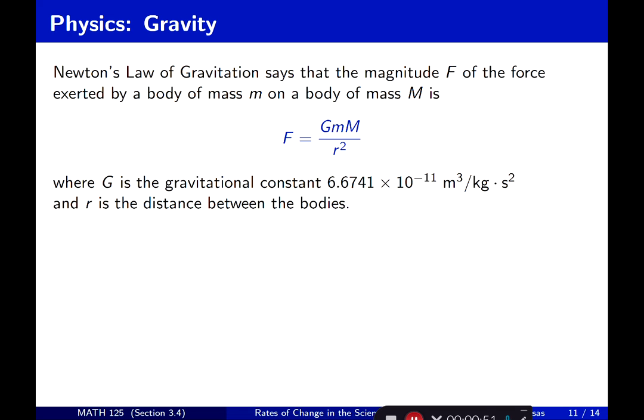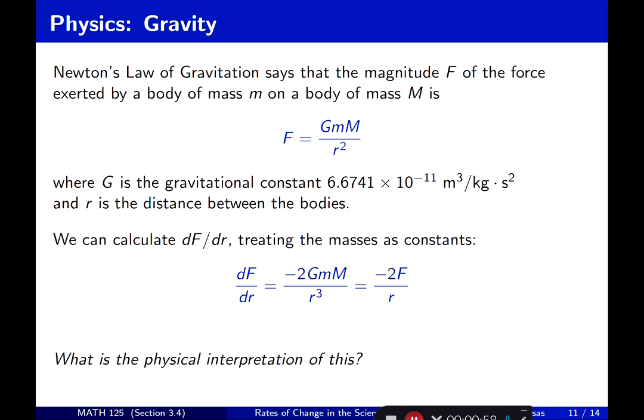between the bodies. If we want to calculate the derivative of F with respect to R, the distance between them, treating the masses as constants, we're not only considering G as constant, we're considering the lowercase m and capital M as constant. In that case, it would be the constant times the derivative of R to the power negative 2, and that would be negative 2R to the power negative 3. So it's negative 2GmM divided by R to the power 3.